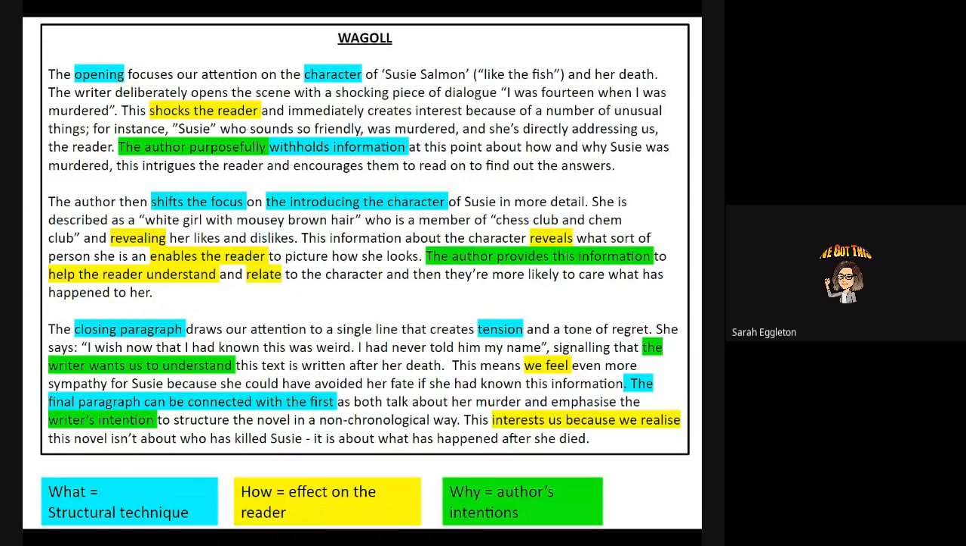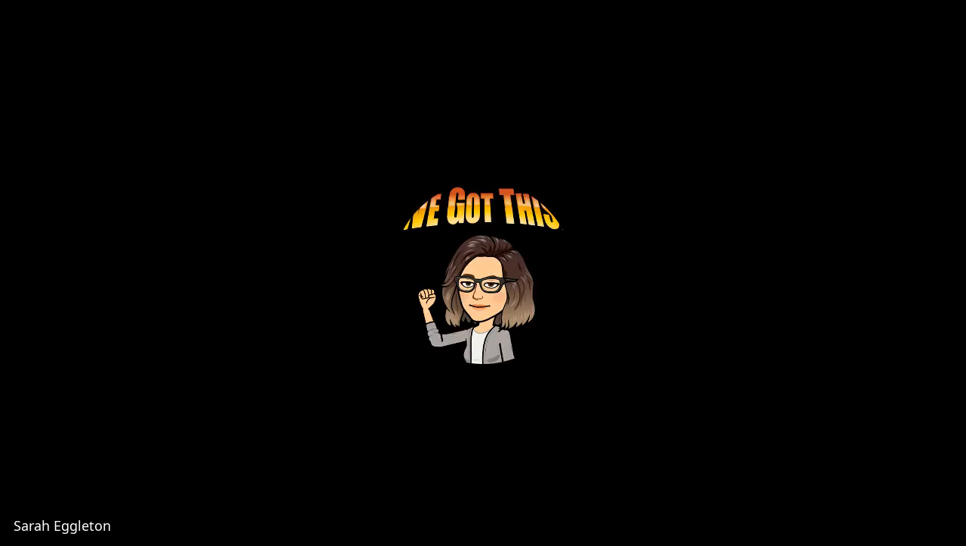Okay, so you can see in this answer, it is really, really clear all the way through that this person is picking out structural techniques in blue, talking about their effect on the reader, and then explaining the author's intentions. What, how, why? This is the simplest way of structuring your answer for this question.